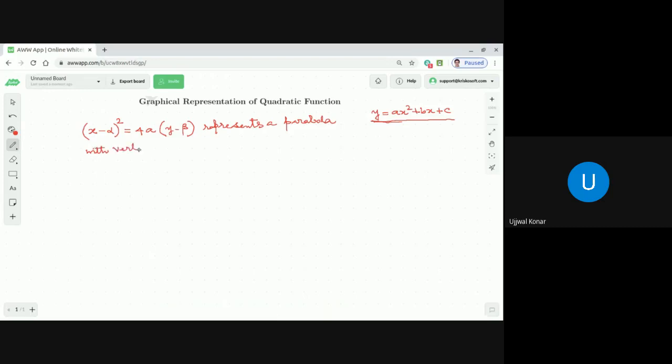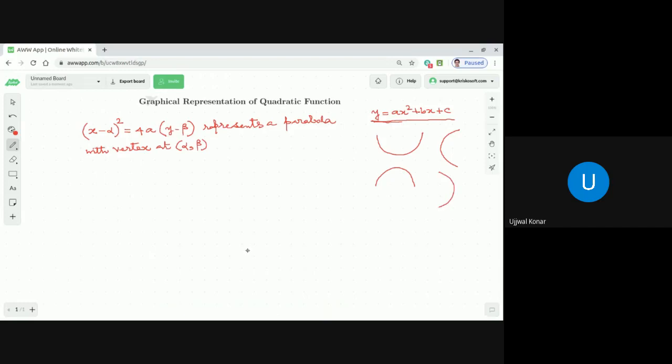It represents a parabola with vertex at alpha comma beta. Correct. So now how does it look like? It looks like depending on the value of a, whether a is greater than 0 or less than 0. So a parabola looks like this or this or this or this.